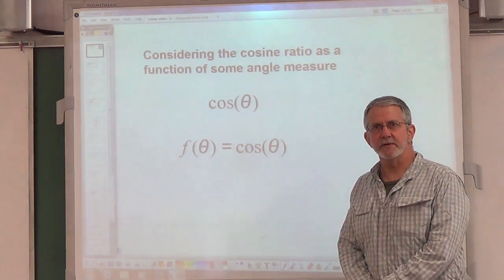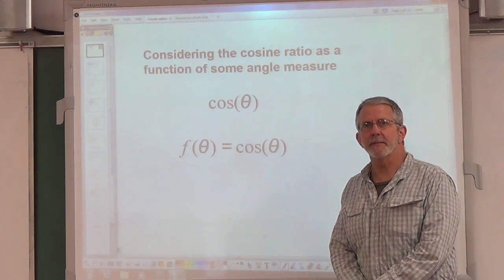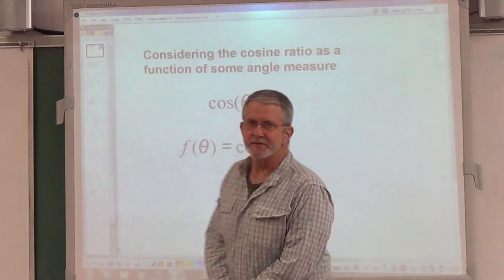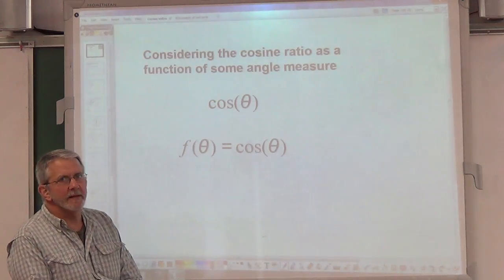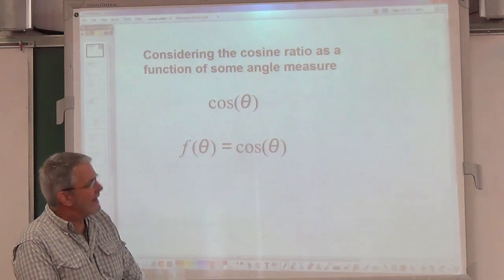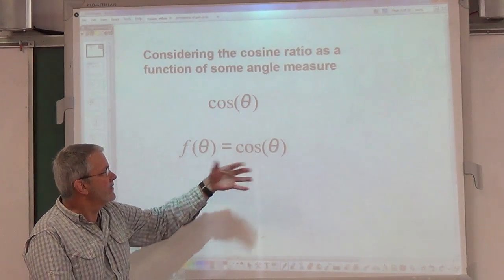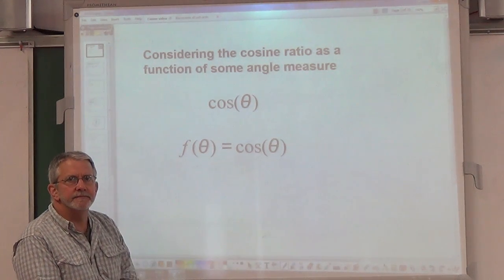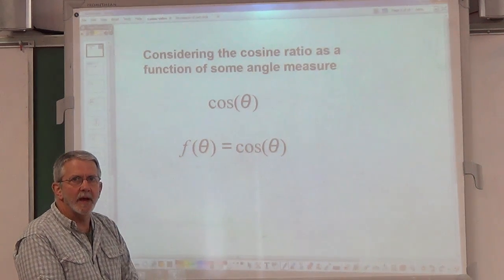A little discussion about the cosine ratio as being a function of some angle measure. Very important topic in our study of trigonometry. Let us not forget where the cosine ratio came from, and that's where we're going to begin. And then we're going to end up looking at the graph of this cosine ratio as being a function of an angle measure. We're going to graph it on an XY coordinate axis.